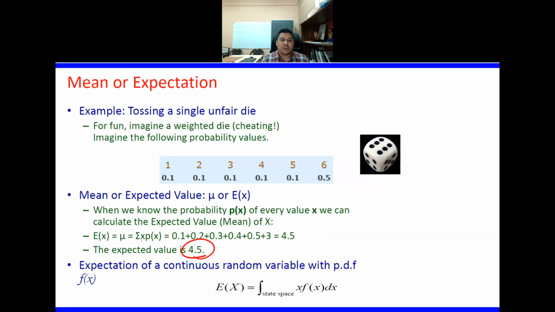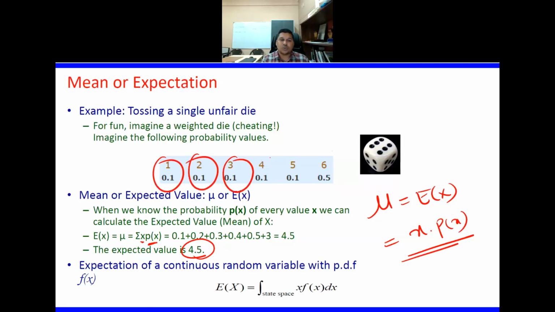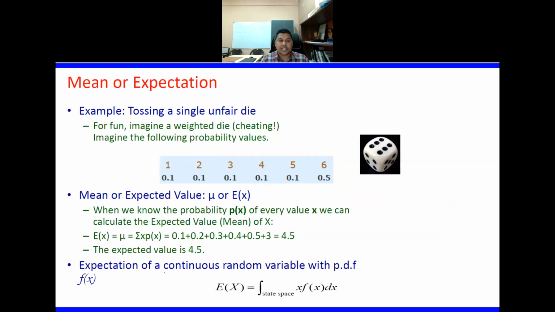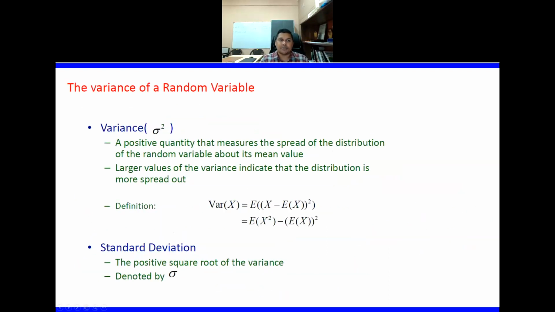See, you are multiplying x into its probability. Mu or expectation of x is nothing but the outcome of the event into its probability, x into p of x. So 1 into its probability, then 2 into its probability, then 3, 4, 5 and so on. If you do the summation of that, you get 4.5. Whereas the expectation of a continuous random variable with probability density function is given as E of x equals the integration of x into f of x dx.